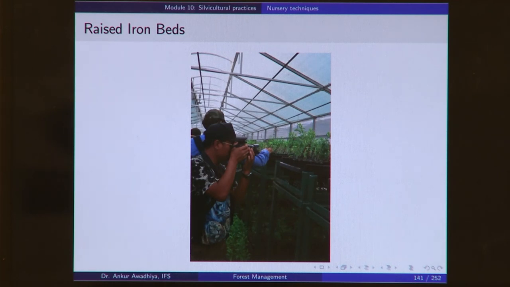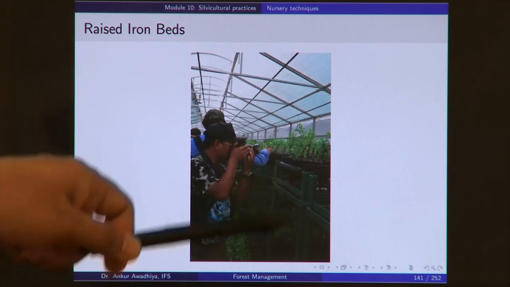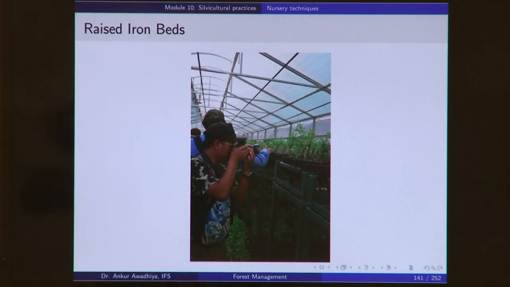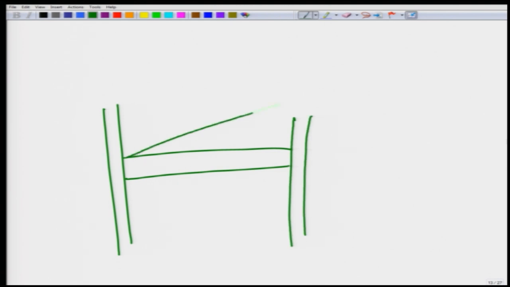Now, one innovation that has been done recently is the use of raised iron beds. In this case what we are seeing is that you have these iron stands on which we are raising the plants. It is very similar to a raised bed, but these plants are not in direct contact with the soil, because of which the chances of the plants getting exposed to the pathogens reduces drastically. So, in this case, we are using these iron stands and we are putting the polypots on top of these.